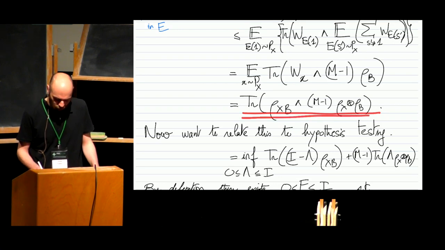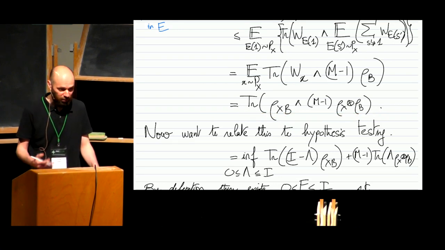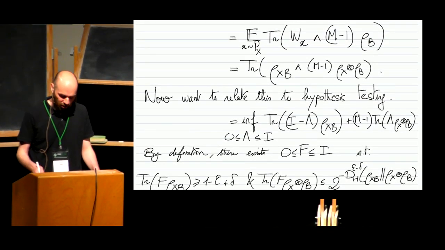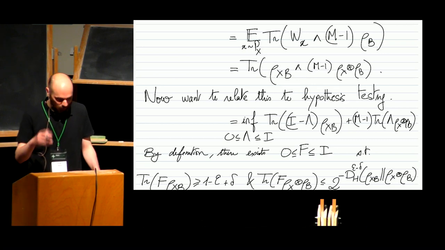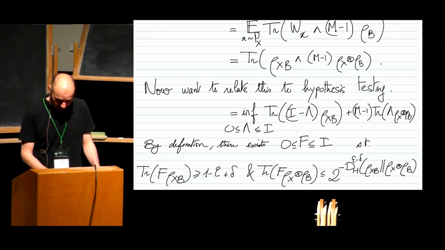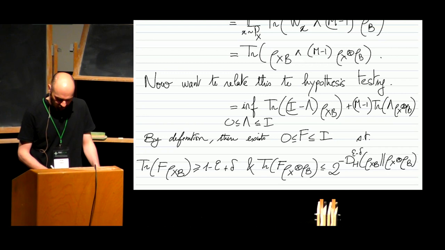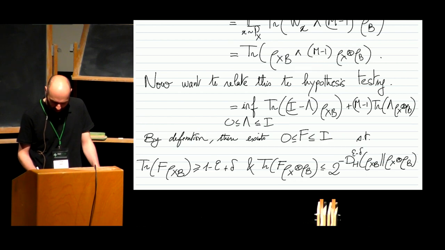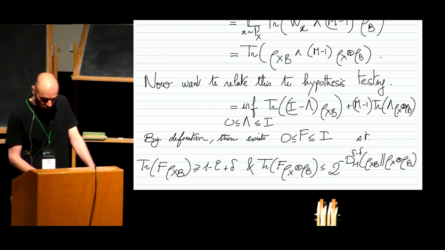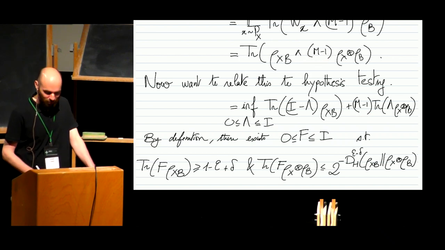And now I would like to relate this. Remember, our objective was to relate this to hypothesis testing. So how will I do this? I will use one of the two SDP expressions I had, which says that this trace of the operator minimum is given by the infimum over lambda of the trace of identity minus lambda rho XB, plus the trace of lambda times the second operator, which is M minus 1 times this. Now this expression is linear in M minus 1, so I can pull out the M minus 1. I cannot pull it out here, but here I can.